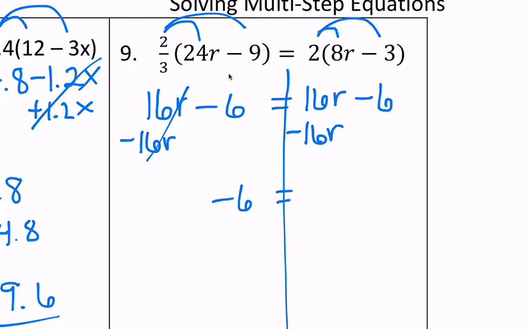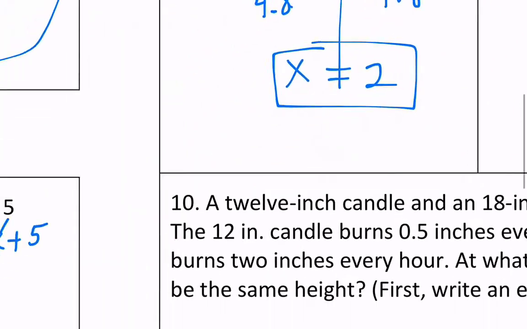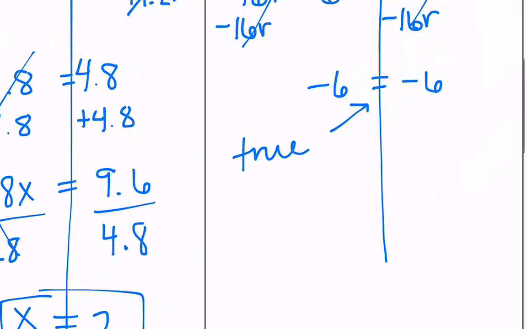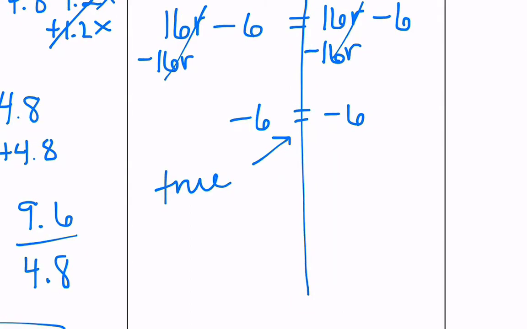Equal on the line. Well, if you look over here, I had a positive 16r and a negative 16r, so those are also opposites, so those cancel. So the only thing left to drop down is this negative 6. Well, I have negative 6 is equal to negative 6. Well, yeah, that's true. Okay, so this is kind of like that situation we did earlier. Well, when it was not true, we put no solution. Well, when it's true, what do we write?